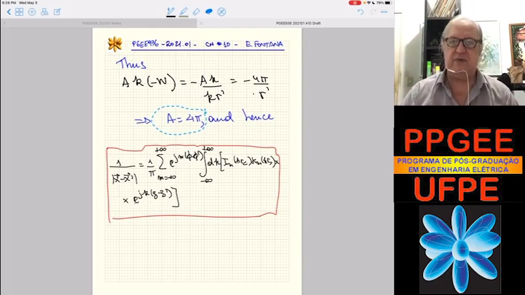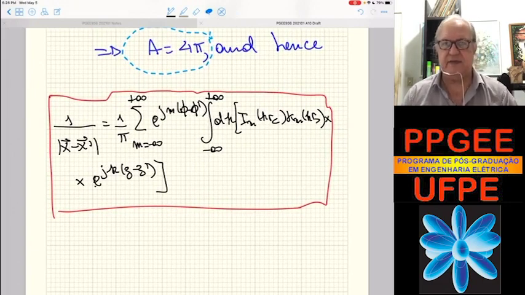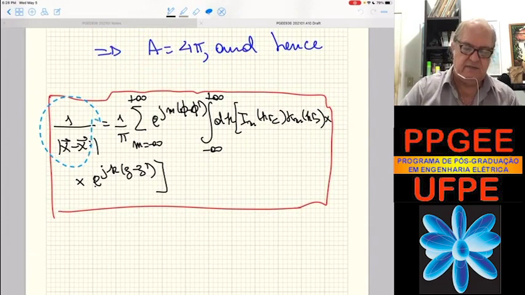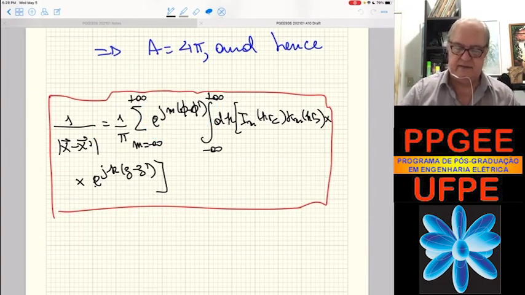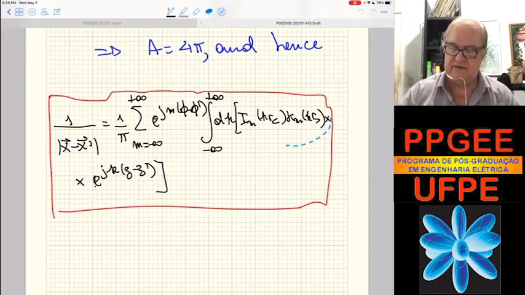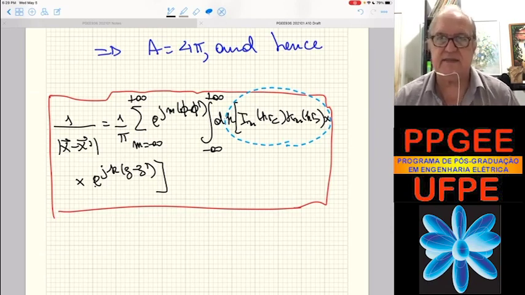So when we do that, we demonstrate the original relationship, which is the expansion of the Green function, or the inverse function, in terms of complex exponentials in phi, complex exponentials in z, and modified Bessel functions. And that's our expansion. I ask you to do all these passages.